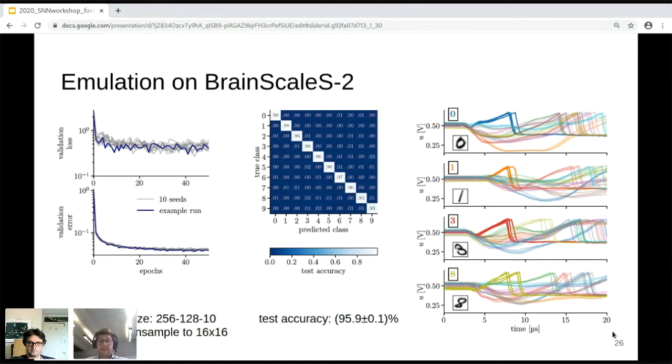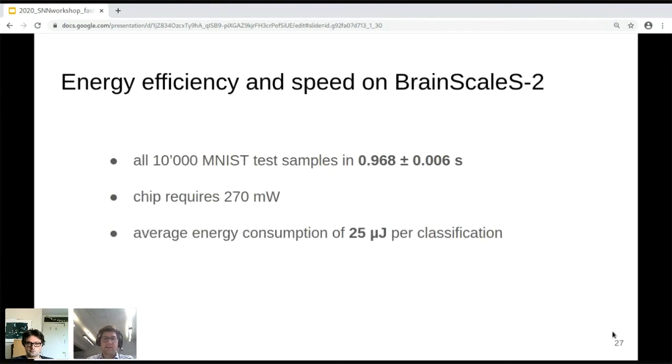And this is also reflected in the test accuracy. We achieve nearly 96% on the full MNIST test set. I claimed in the beginning that neuromorphic hardware is fast, but is that so? Well, we actually measured the time. We started the time measurement before sending images to the chip, and stopped the time after having the classification results available on the host PC. With this measurement, we saw that all 10,000 MNIST test samples can be classified in less than 1 second. This means each sample is classified in less than 100 microseconds.